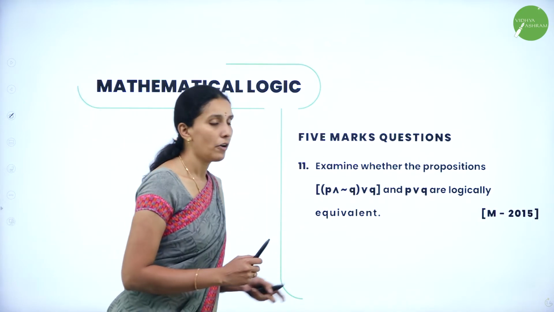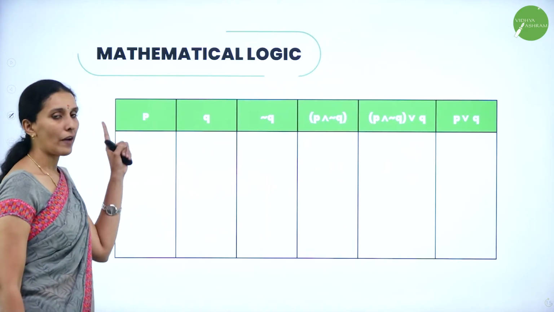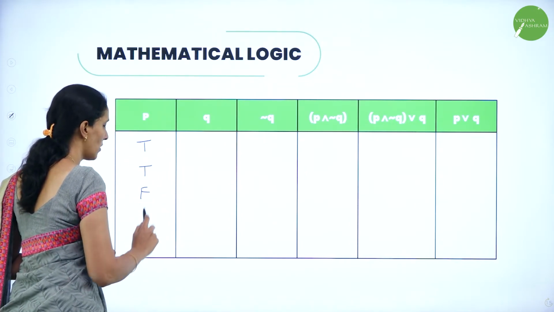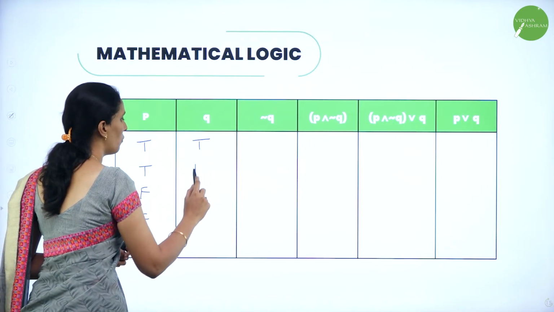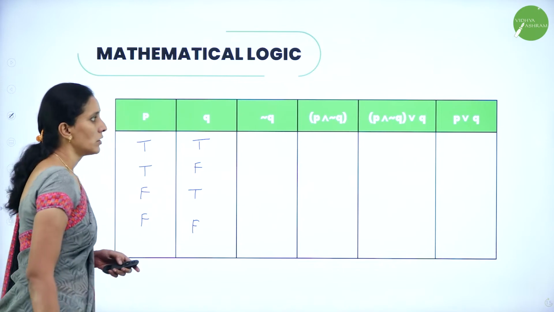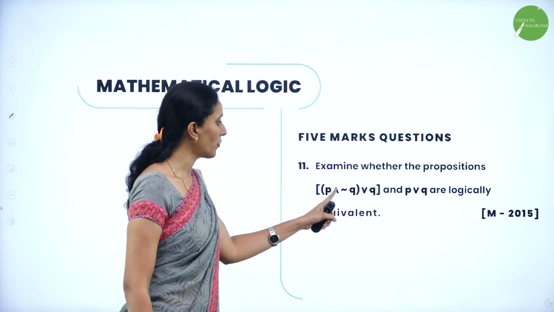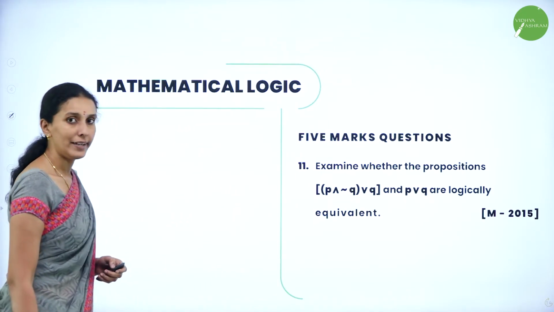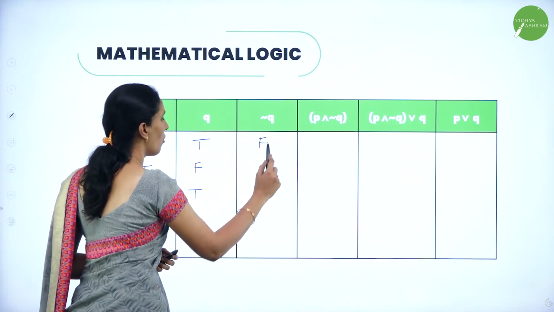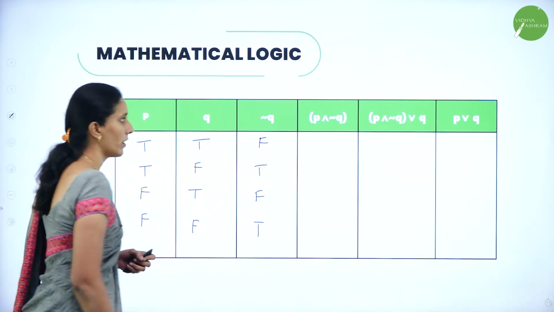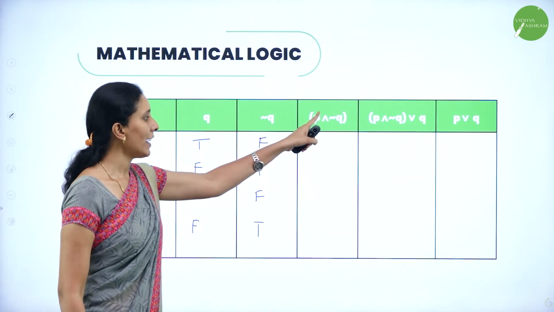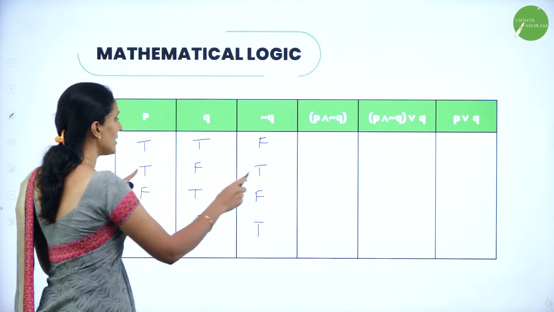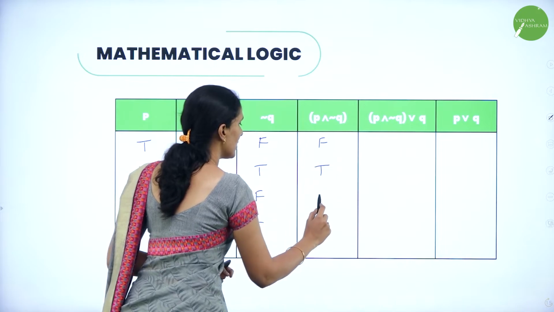So for this, I have drawn a table here. First we will write the truth table for P and Q. Let me write for P: true, true, false, false. For Q, I will write true, false, true, false. For the first statement here, I need negation of Q, then I should combine with P, then I should combine with Q. So first let's write negation Q. Negation Q is false, true, false, true. Next, I have to combine P and not Q. Conjunction is true when both statements are true. So only in the second case it is true. In all the other cases, it is false.